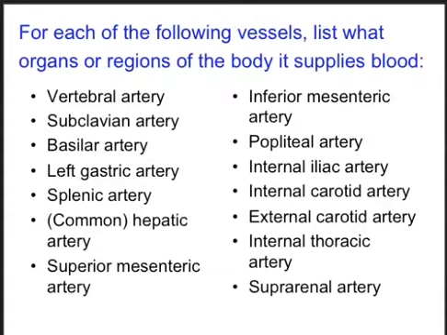The left gastric artery, primarily the stomach and esophagus. The splenic artery, the spleen, the stomach, and the pancreas. The common hepatic artery, the liver, the pylorus of the stomach, and the pancreas. The superior mesenteric artery, the duodenum, the transverse colon, and the pancreas. The inferior mesenteric artery, the large intestine from the left colic flexure down to the rectum.